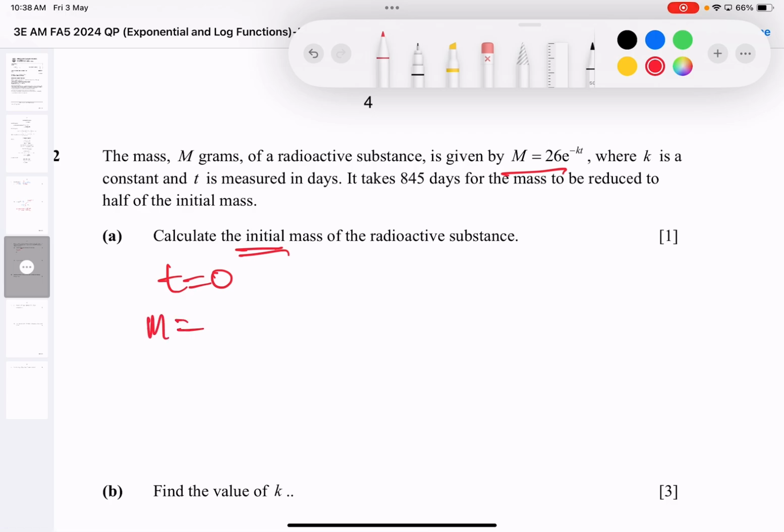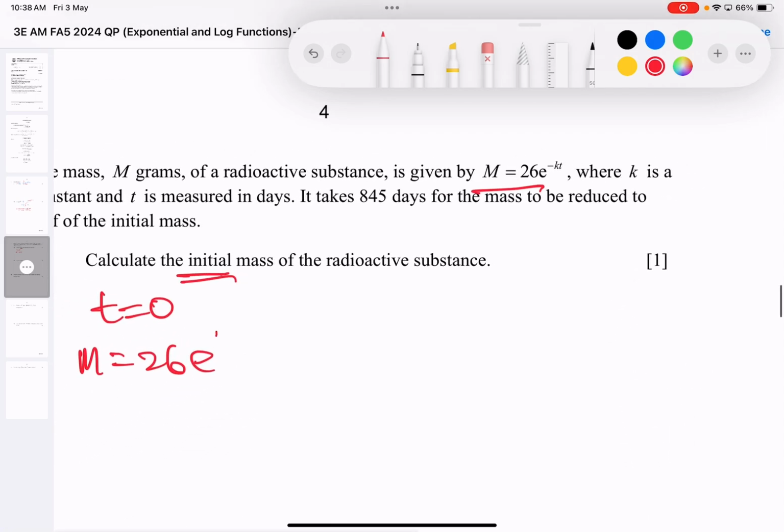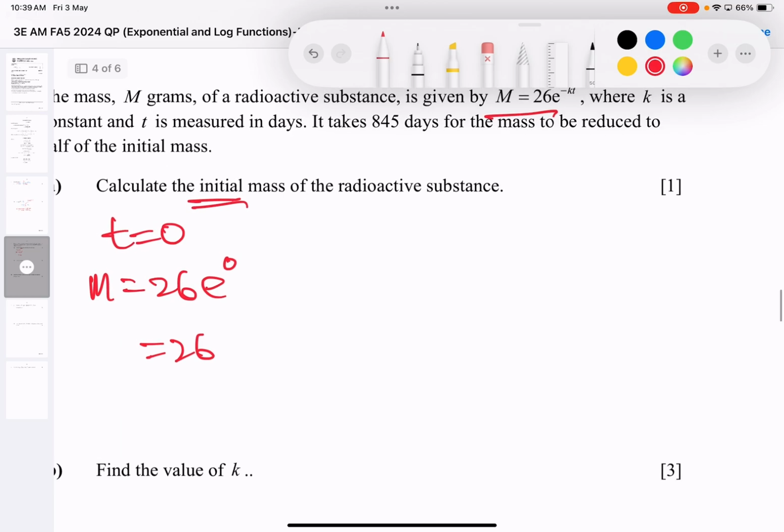So we know that time equals 0. When time equals 0, what is my mass? 26e. Anything multiplied by 0 is just 0, so it's e to the power of 0. So what do you think my mass is? 26. Any number raised to the power of 0 is 1. The only exception is 0 to the power of 0, which is undefined. But any other number raised to the power of 0 gives you 1. So I know that the initial mass is 26.